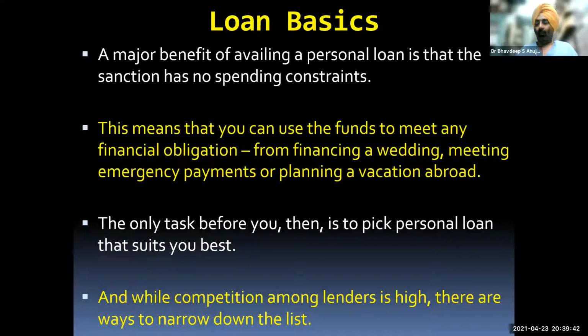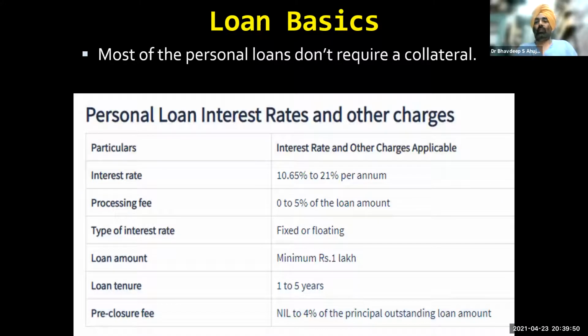There is a lot of competition amongst the lenders, the private and the government players, so there are too many things to think about. We all know this doesn't require a collateral. So what are the charges associated? Personal loan rates can start from 10.65 and go up to 21%. Processing fee average is 2 to 4%, but can range from 0 to 5%. Yes, there are many personal loans with 0% processing also.